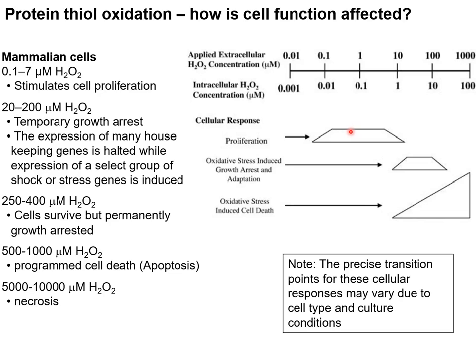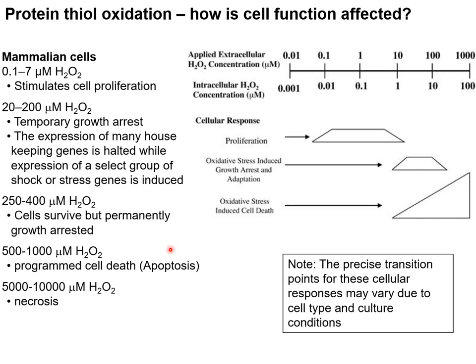As the peroxide concentration keeps increasing, we can have temporary growth arrest. In this scenario, we have the expression of stress genes or heat shock proteins. So in other words, the cell can adapt to that stress. That means that these cells may then continue proliferating or growing depending on what they're doing. As the concentration of hydrogen peroxide keeps increasing, we can have permanent growth arrest, but the cells still survive.